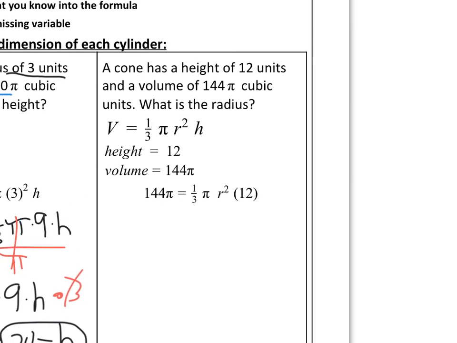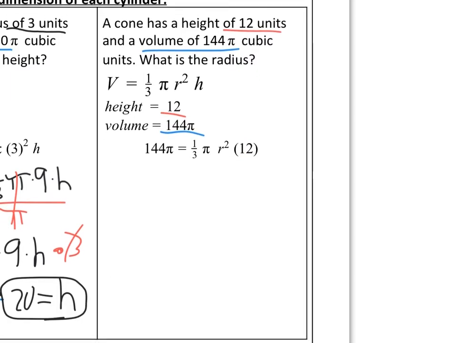Let's try an example where we have to find the radius. So here we have a height of 12 units. We have our height given there. We have a volume of 144 pi units right there. And like I said, they are asking us what is the radius. So using our formula, instead of volume, we put 144 pi equals 1/3 pi r squared, we don't know the radius, times the height, which is 12.